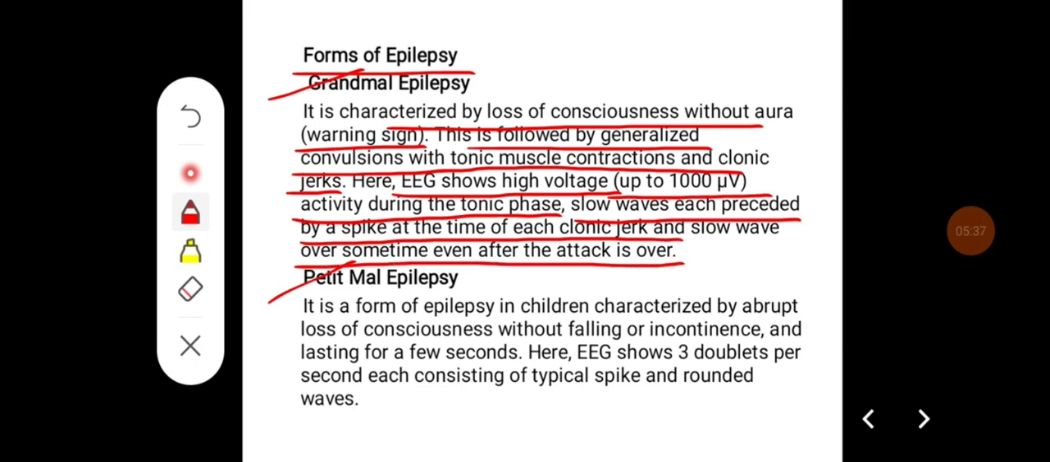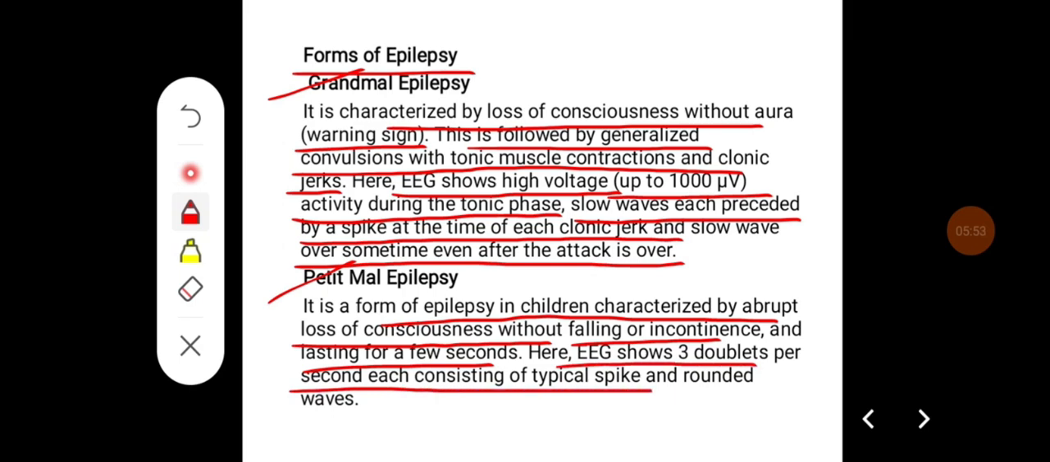The petit mal epilepsy is a form of epilepsy in children characterized by abrupt loss of consciousness without falling or incontinence and lasting for a few seconds. Here, EEG shows 3 doublets per second, each consisting of a typical spike and rounded wave.